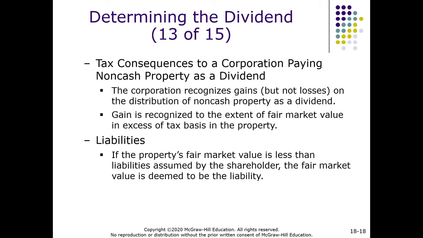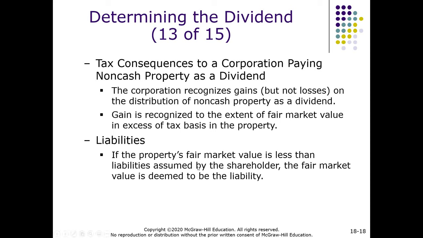This you're going to see more often than not on real property that's distributed. Maybe I dividend out a piece of land that originally we bought as a corporation for $10,000. It's now worth $100,000. I distributed it out. Gain is going to be recognized to the extent of fair market value in excess of tax basis of the property, which in that case, I bought it for 10, dividended out for 100. There's going to be $90,000 of gain that I recognized on the distribution.